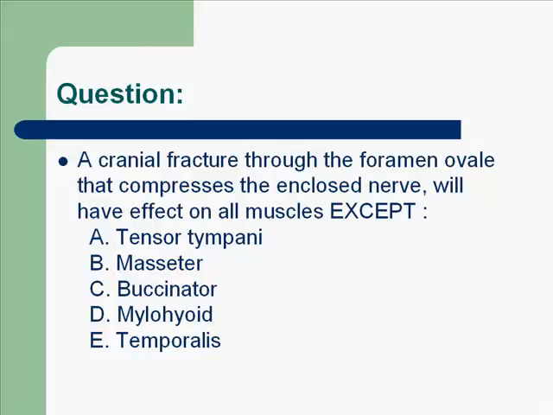A branch from V3 also innervates the tensor tympani, which is a muscle that dampens the vibrations of the tympanic membrane. Remember that the mylohyoid is innervated by a branch of the inferior alveolar nerve, which is also from V3. The mylohyoid muscle elevates the hyoid bone and the tongue and depresses the mandible. Remember that the mylohyoid forms the floor of the mouth.